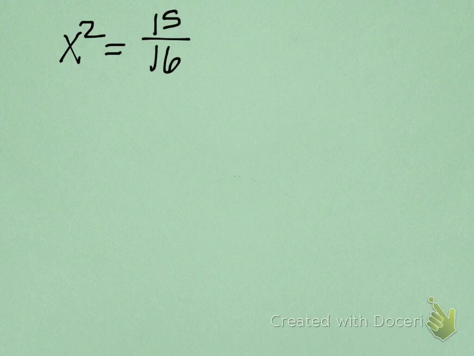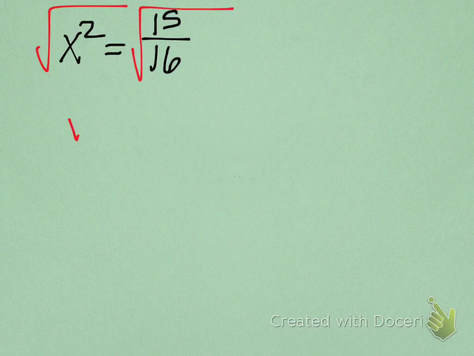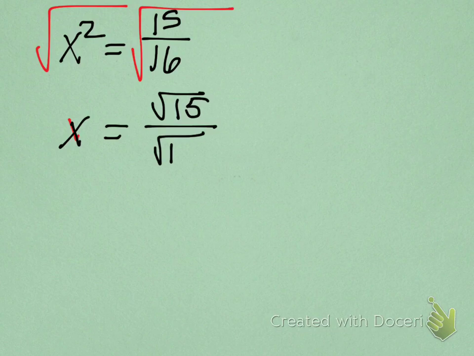If you use this and you end up with x squared is equal to 15 over 16, we can still use this method. Take the square root of both sides. x is equal to the square root of 15 divided by the square root of 16. You can split that square root into 2 pieces. That works over division or multiplication.